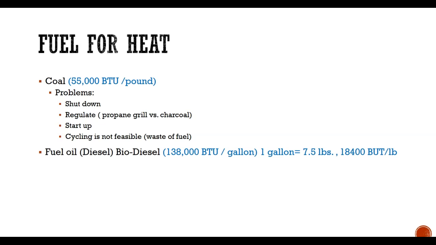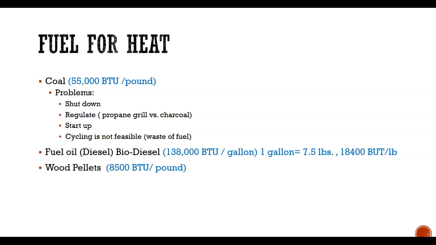So fuel oil, which is diesel oil, which is also similar to biodiesel, they're all around 130 to 140,000 BTUs per gallon. 1 gallon is 7.5 pounds, and that will give us 18,000 BTU per pound. So if you want to compare both coal and oil, you'll see the comparison here that coal is still very dominant when it comes to the BTU per pound, per weight. Coal is still king. Okay, and moving on.